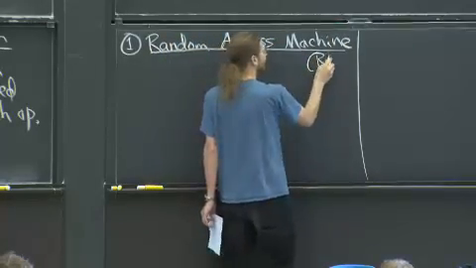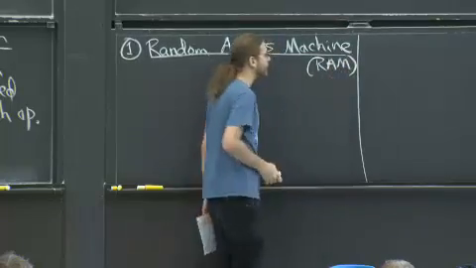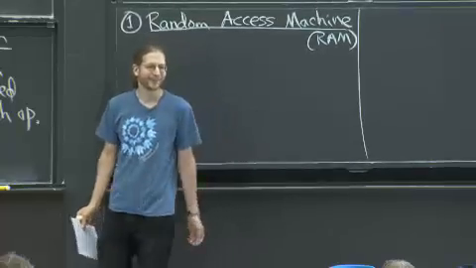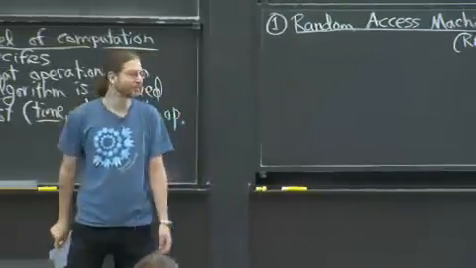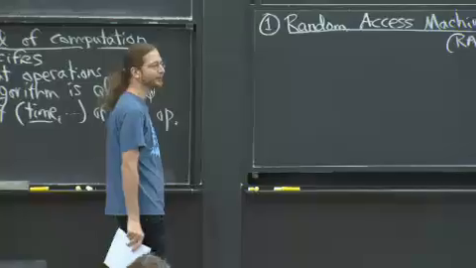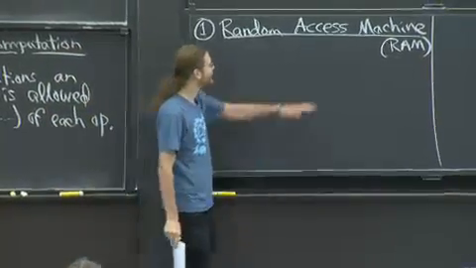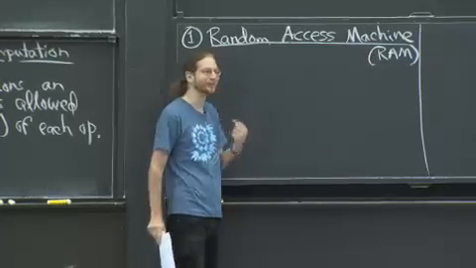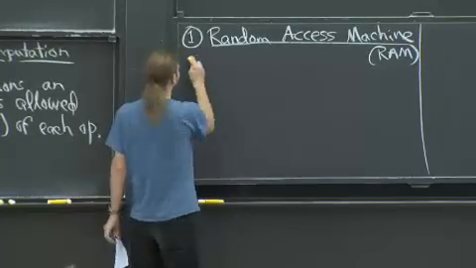Also known as the RAM. Can someone tell me what else RAM stands for? Yeah? Random access memory. So this is both confusing but also convenient because RAM simultaneously stands for two things, and they mean almost the same thing, but not quite. So I guess that's more confusing than useful, but there you go.